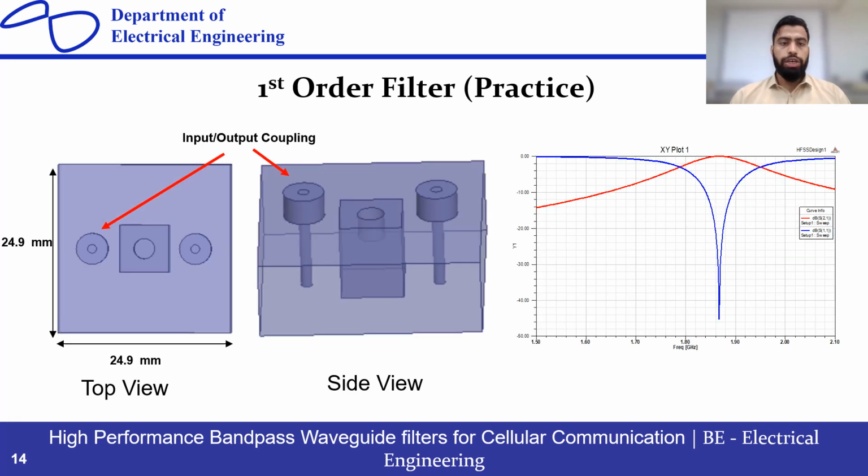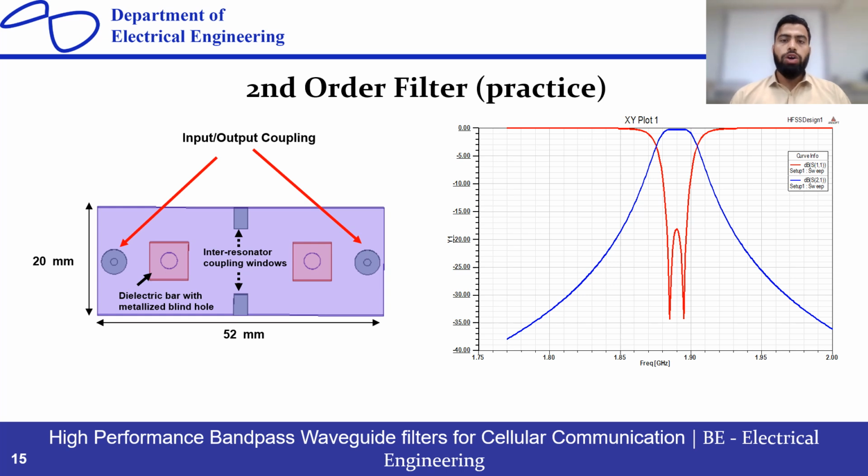Okay, so this is the same filter with the same features. This is the input output coupling, as you can see, and the dimensions are also shown here, top view and the side view. And here on the right side, the results are being shown, which clearly shows that the first order filter is resonating at the 1.842 gigahertz frequency, which is the center frequency of my filter, which I will be discussing in the upcoming slide as well.